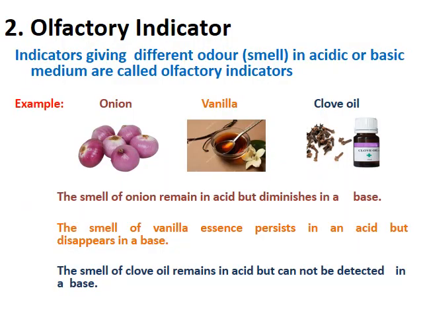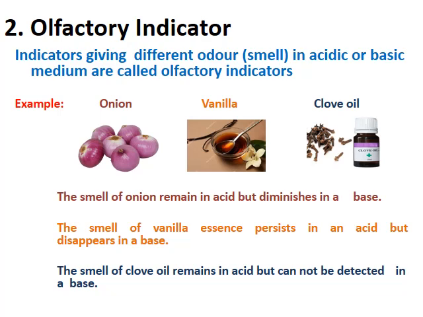The second type of indicator is olfactory indicator. The indicators giving different odor or smell in acidic or basic medium are called olfactory indicators. For example, onion, vanilla essence, clove oil.